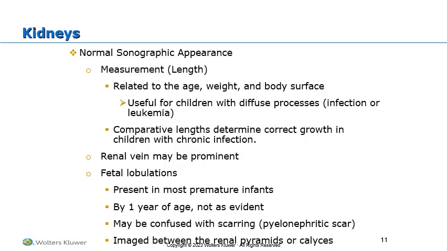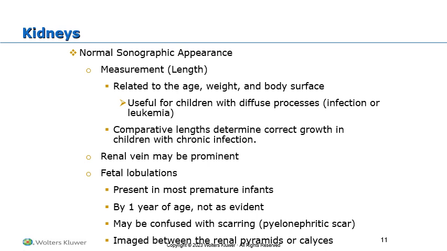So the normal sonographic appearance: we know that in our adults, we measure the kidneys, especially their length, and that is going to be very indicative of whether the kidney is probably of adequate size and adequate function. In children, of course, this is going to be harder because we have children of all different sizes. So the length measurement of our kidneys in our pediatric patients is going to be related to their age, weight, and body surface. It is important that you know where to find charts that you can refer to to assess whether the kidney is falling within the reasonable size or not.